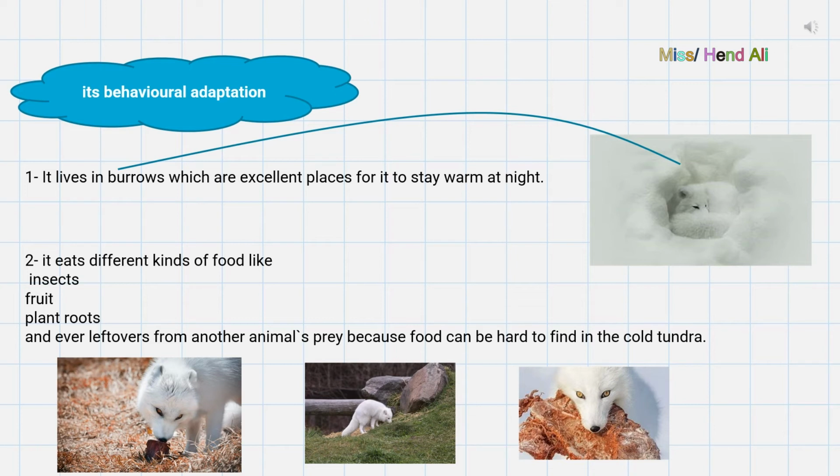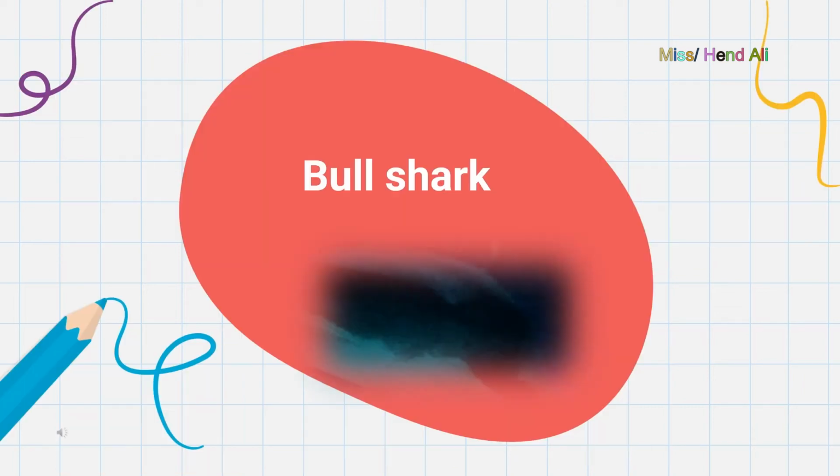The second behavioral adaptation is it eats different kinds of food, like insects, fruit, plant roots, and even leftovers from another animal's prey, because food can be hard to find in the cold tundra. Now let's talk about the bull shark. Repeat after me. Bull shark, bull shark, bull shark.